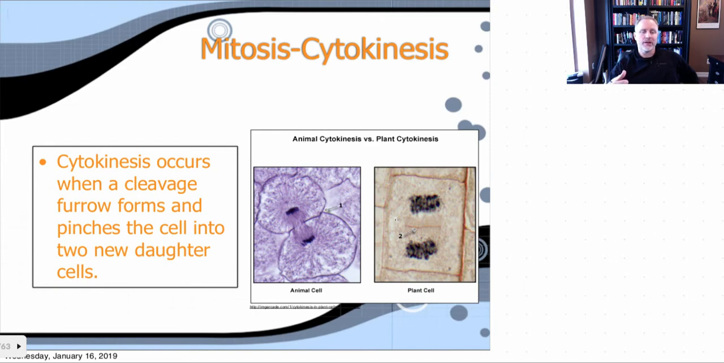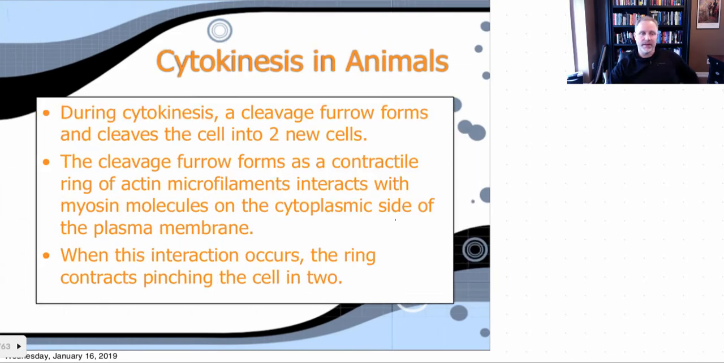And then during cytokinesis, you start to pinch the cell in two. Again, when we do the onion lab, we're going to see this. In an animal cell, we're pinching it in two. In a plant cell, we're building the cell wall between the two nuclei of the cell. There's a difference between animal cells and plant cells, and you're going to want to make sure you know the difference.